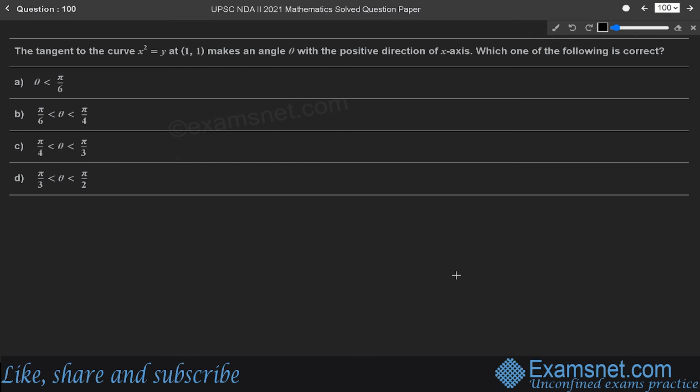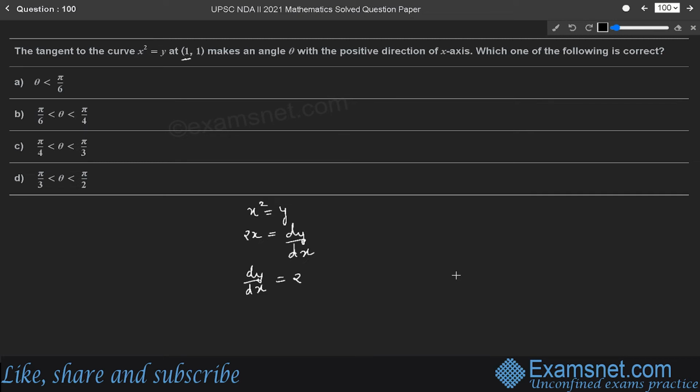Next question is, the tangent to the curve x square is equal to y at 1 comma 1 makes an angle theta with the positive direction of x-axis. Which one of the following is correct? We have to find among all the options which option is correct here. So first let us differentiate the given curve. On differentiation, it will be 2x is equal to dy by dx. We have to find it at x is equal to 1. So putting x is equal to 1, dy by dx will be equal to 2, which is positive.